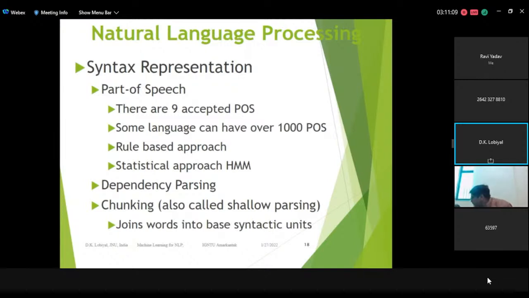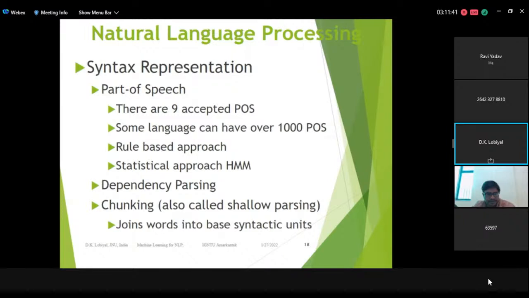And I can have a rule-based approach. I can have a statistical approach where you talk of Markov model or N-gram model. They are all statistical approaches. And we can have dependency parsing. Dependency parsing is, rather than making a parse tree, you find out links between different words. Dependence, which word depends on which word. If you make a link that way, that is called dependency parsing.